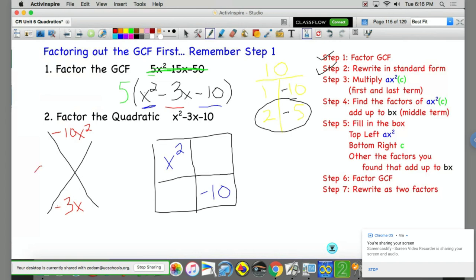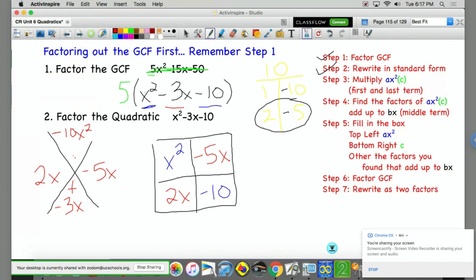that 2x and negative 5x are my two factors. Now 2x times negative 5x will multiply to give you negative 10x squared, and they will add to give you negative 3x. So now we're just going to put them into the box. So the 2x goes there. The negative 5x goes there.